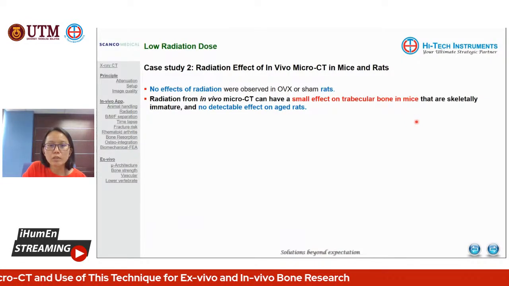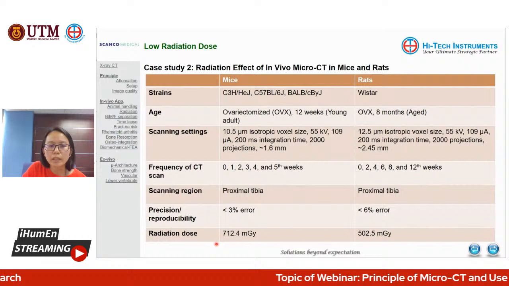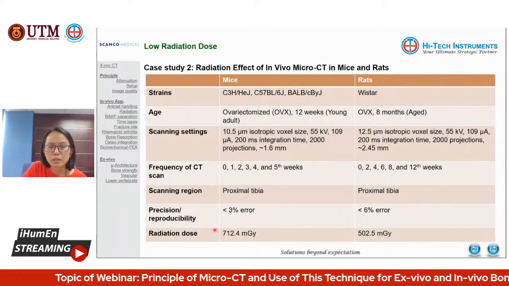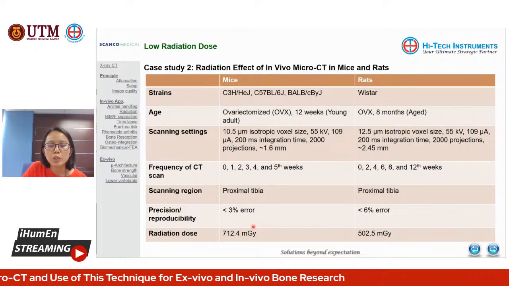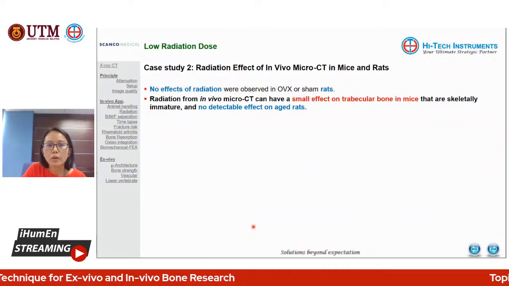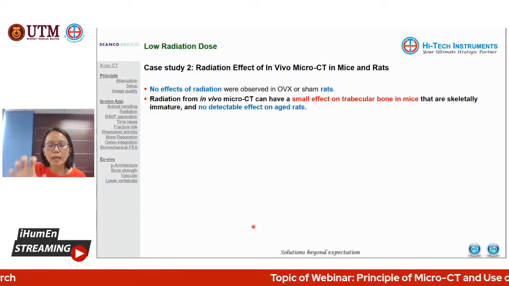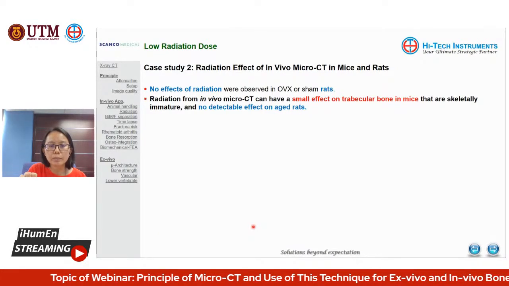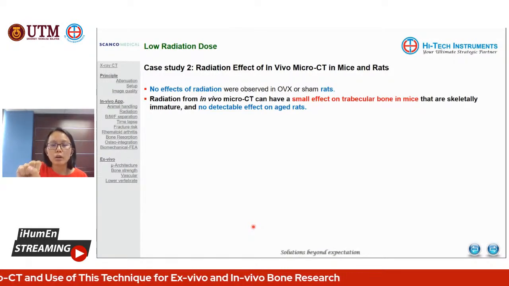I believe it's because of the animal size. As you can see here for mice, the effective radiation dose that is absorbed by the animal is about, I think, 30% higher compared to the rat. So it's about 700 milligray, which causes small effects on the trabecular bone of the mice itself, especially when the animal is immature and the bone is still growing. So you can see there is some defect, or some stop in the growth rate of the bone itself.